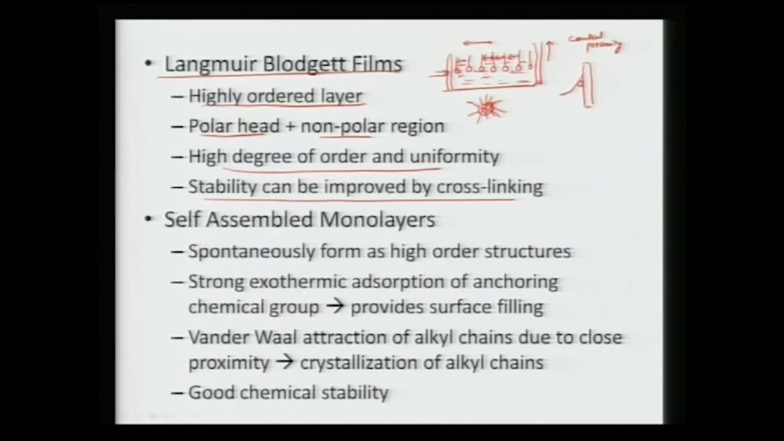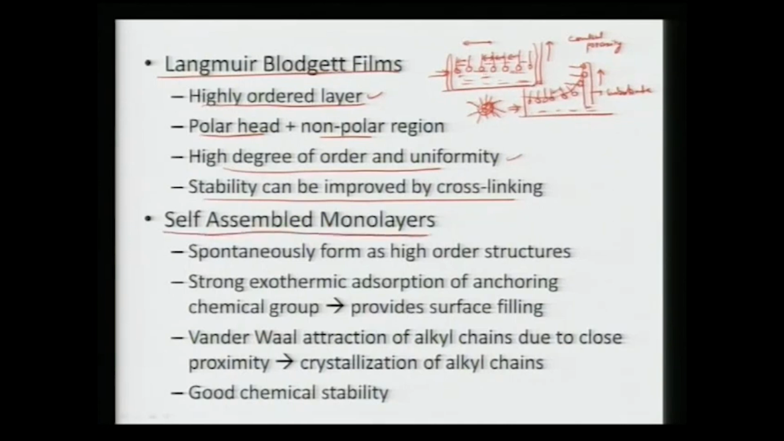So, we will have this head which will start sitting onto its surface. We just keep compressing it and lifting it, so that in the process we can get a coating on this particular substrate. So, we have this substrate, and this is the overall coating which will form on it. So, Langmuir-Blodgett films are highly ordered layers, they have polar heads plus non-polar regions. They can render a very high degree of order and uniformity, and if we want to further improve their stability, we may just cross link all of them, and then it will result in a very stable Langmuir-Blodgett film.